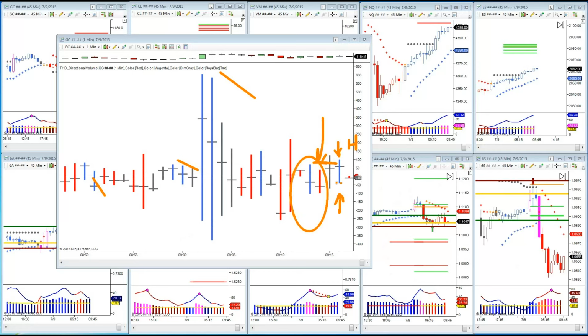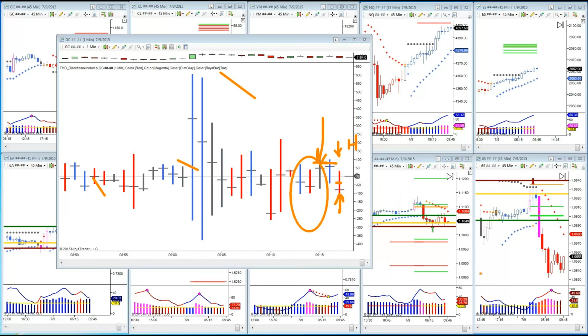Now, price just took out the low of this price bar. I know that because that volume bar is red. It just took out the low of the previous bar. Sellers definitely controlled that. Now we have an inside bar. If this turns red, it just took out the low of this price bar.